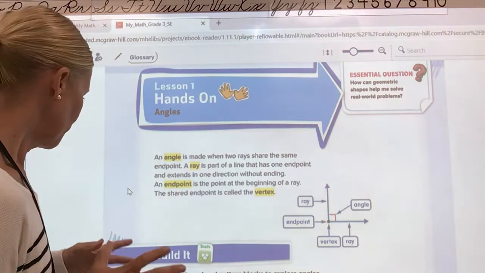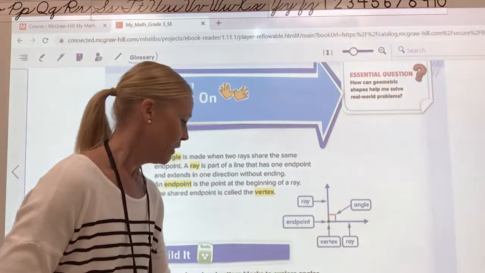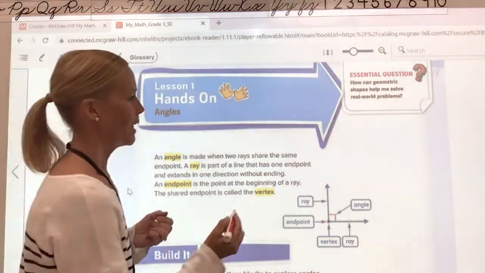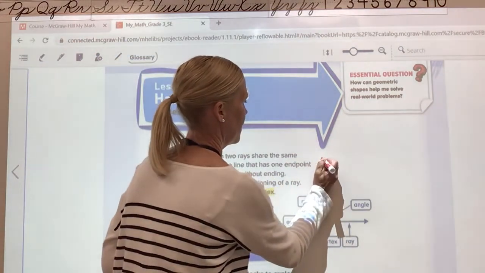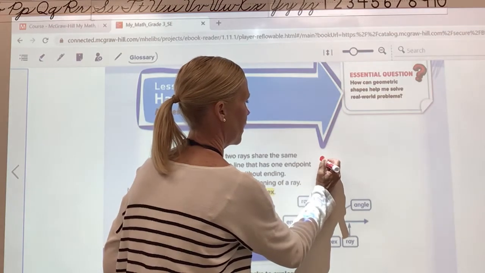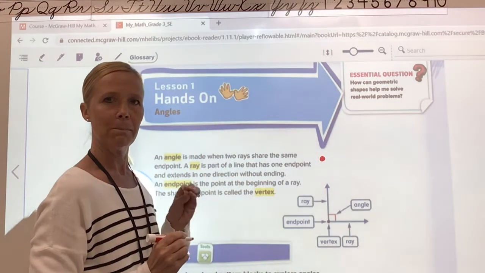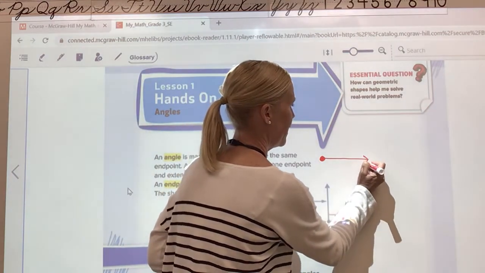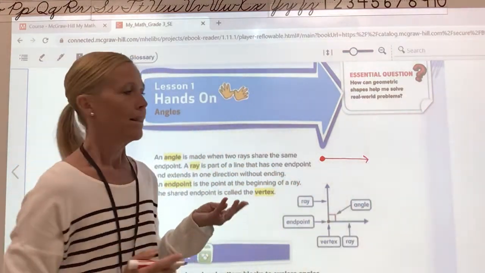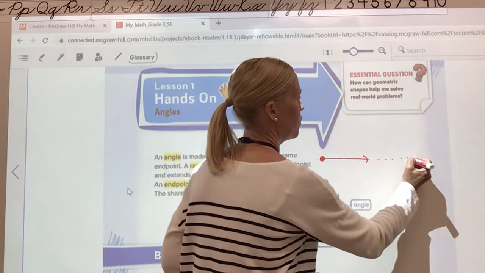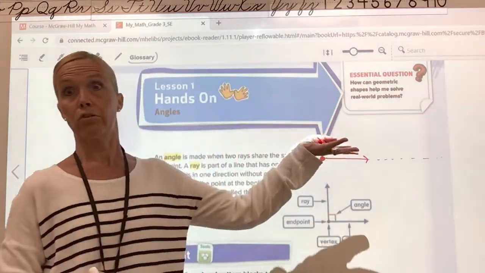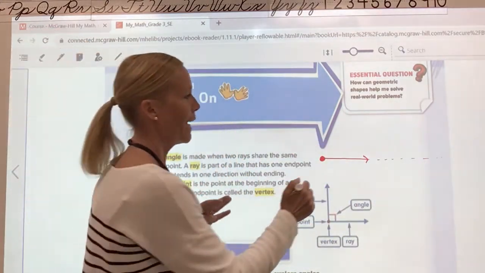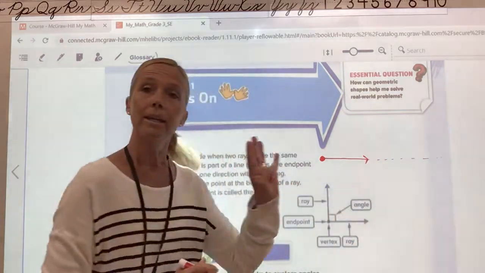So let's talk first about what is a ray. All right, a ray is simply, we have an endpoint right here, just that dot like that, that's the beginning. And then a ray is a line, and we put an arrow on it to represent that that line is going to continue on and on and on. We can't draw it on and on and on. So the arrow represents that it is going on.